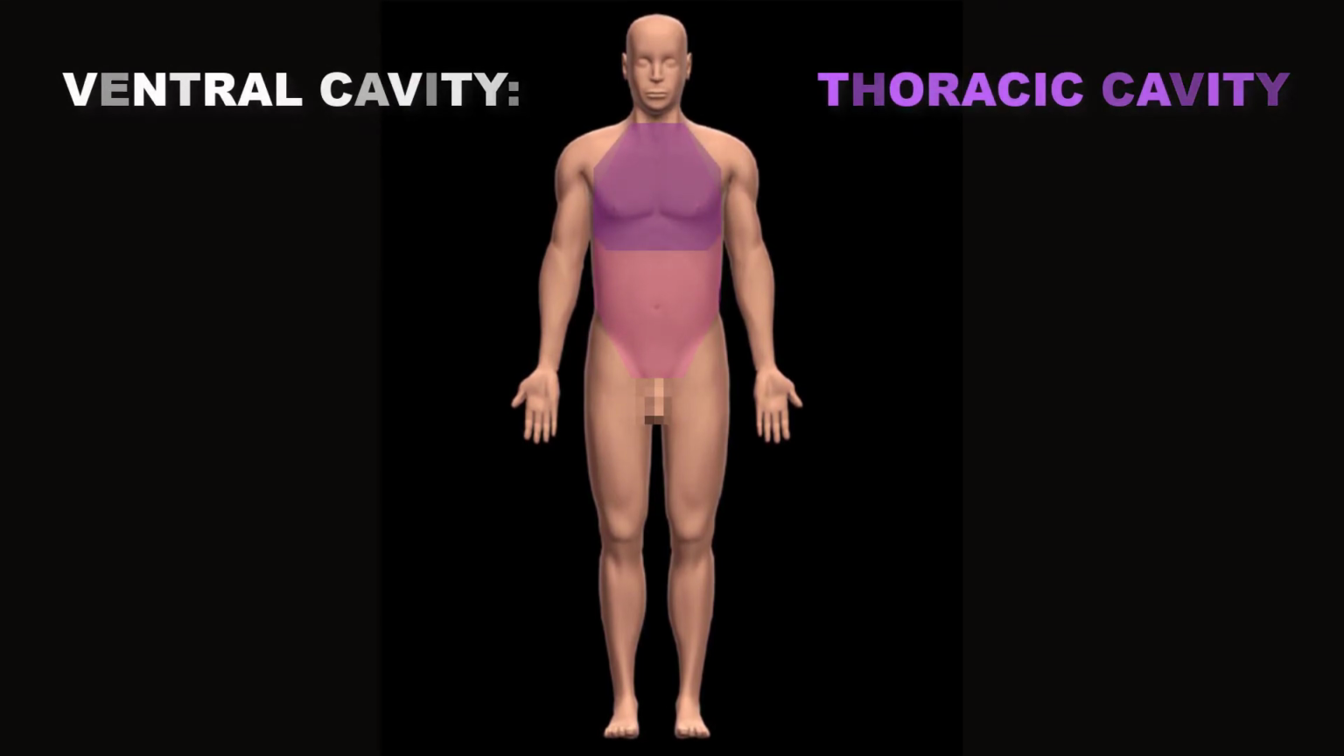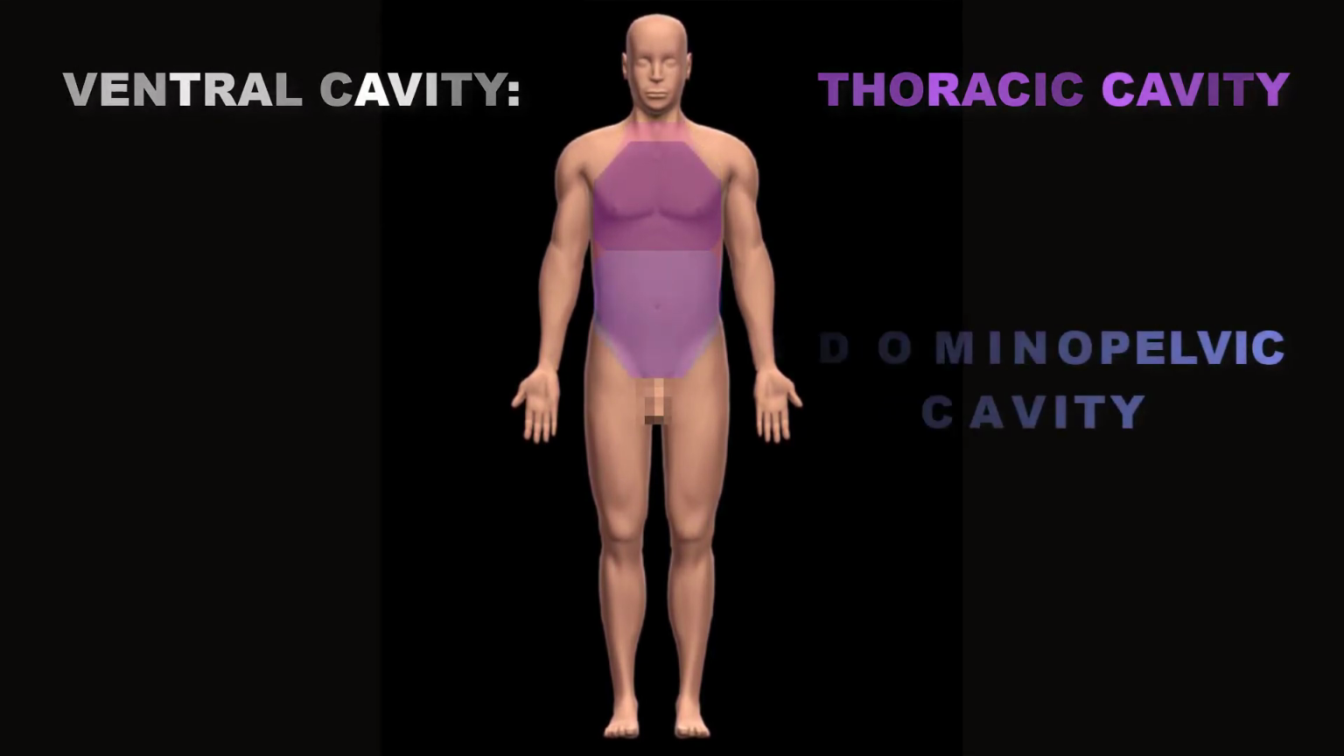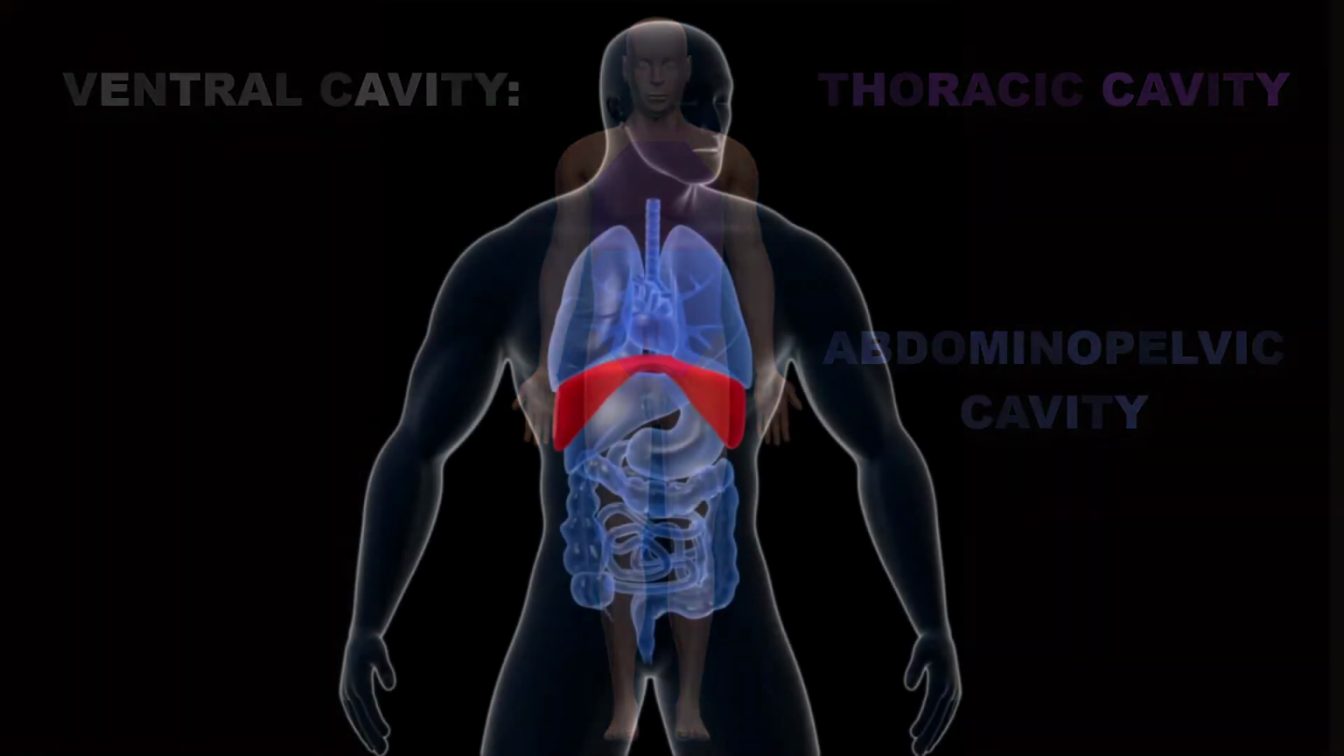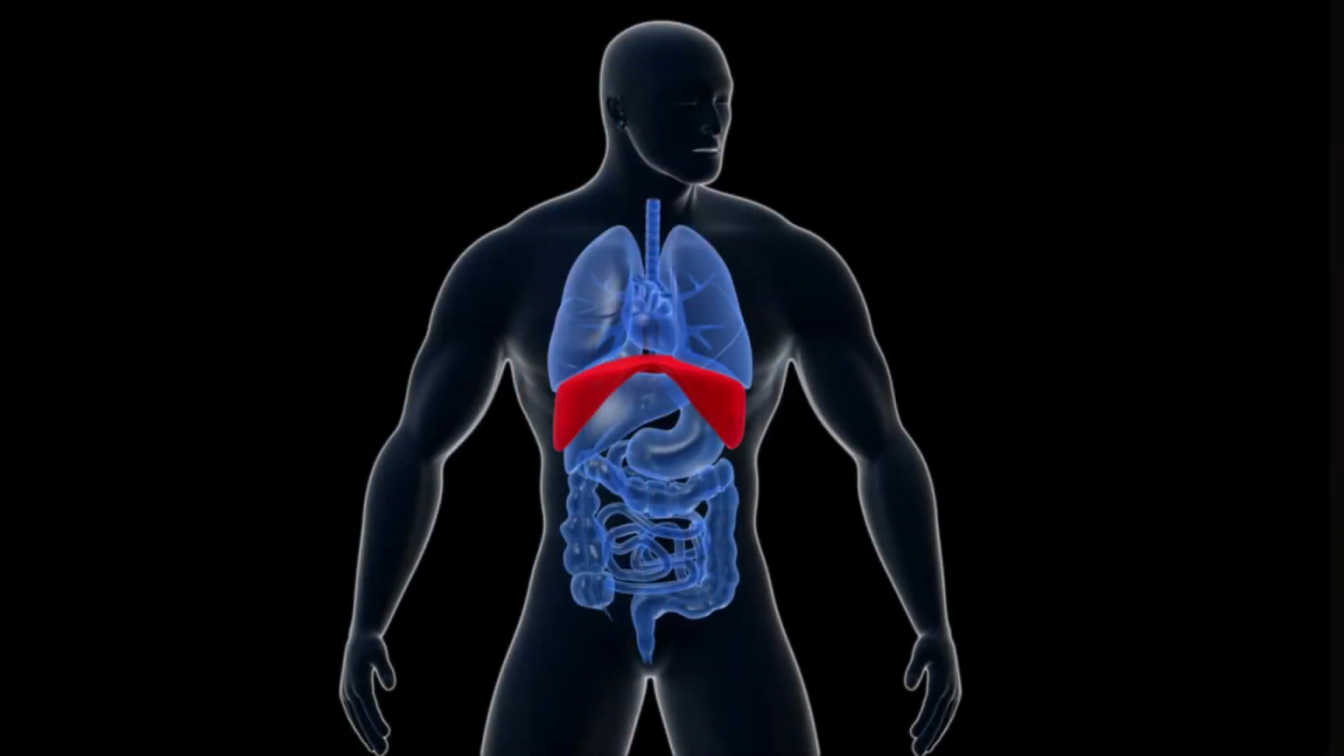One is the thoracic cavity, which is superior and surrounded by the ribs and the muscles of the chest wall, and the abdominopelvic cavity, which is inferior. This is surrounded by the abdominal walls and the pelvic girdle. The thoracic and abdominal cavities are separated from each other by the diaphragm, which is a dome-shaped muscle used in breathing.